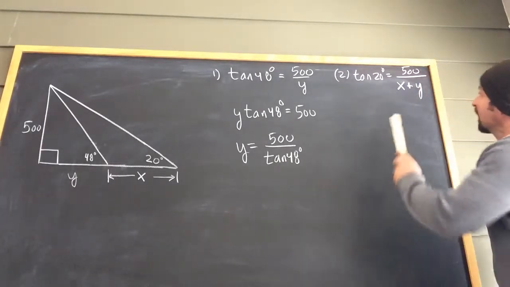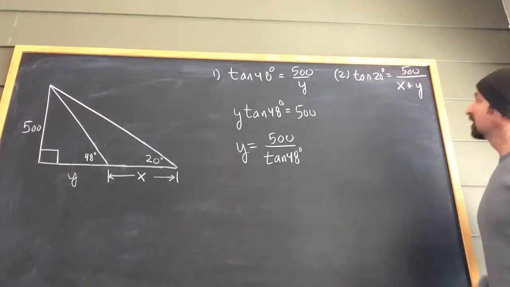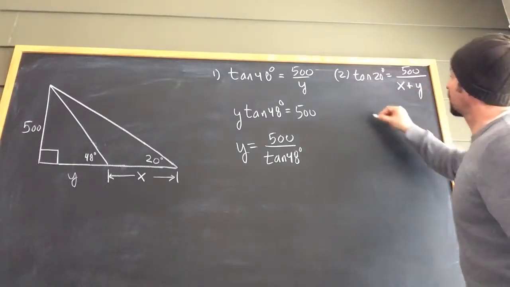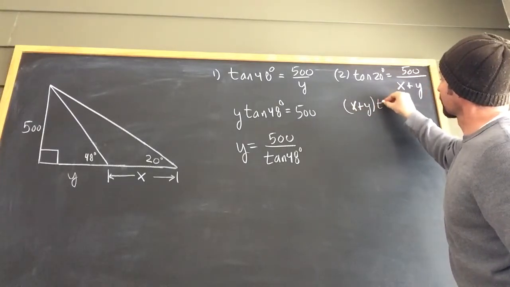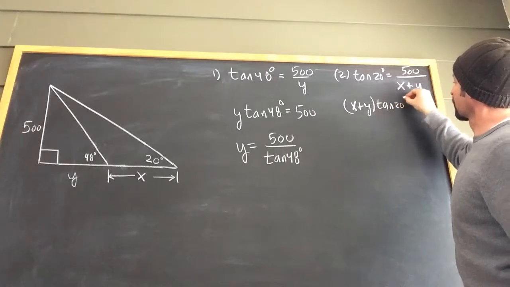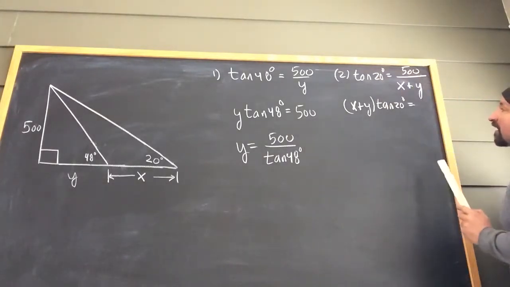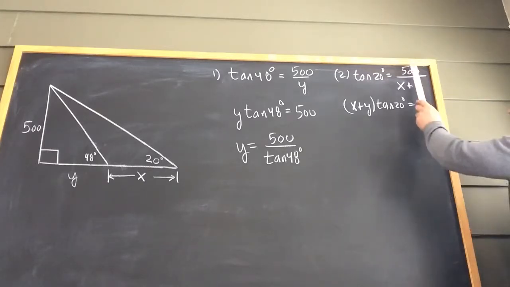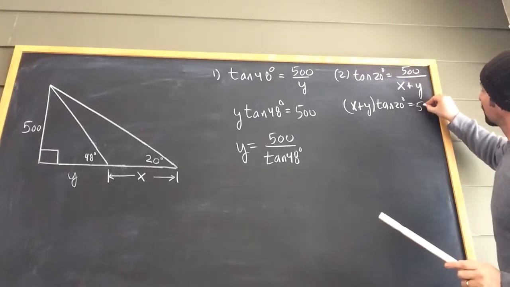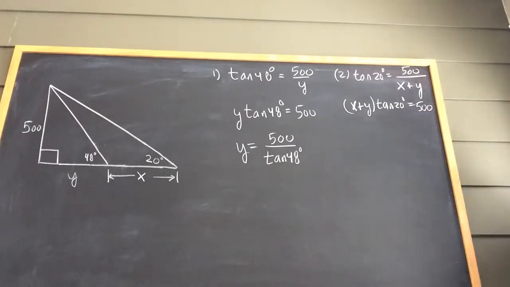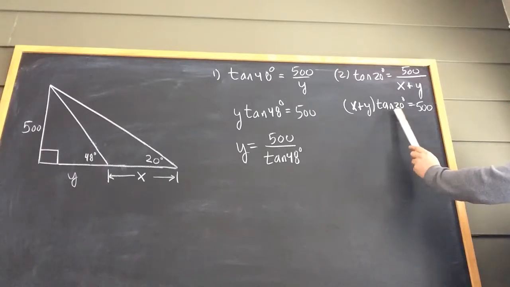Before I do that, let me manipulate equation 2 a little bit to make it a little cleaner. I'll multiply both sides by x plus y. There's what I get when I multiply the left-hand side by x plus y. And if I multiply the right-hand side by x plus y, the x plus y's will cancel, leaving me just 500. And now I'll divide both sides of this equation by tan of 20.